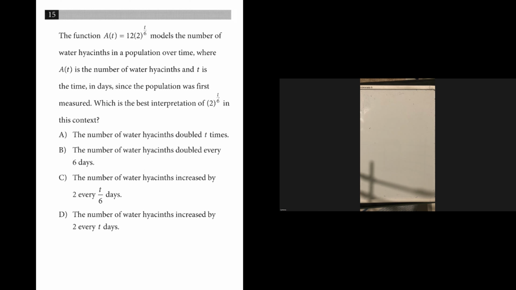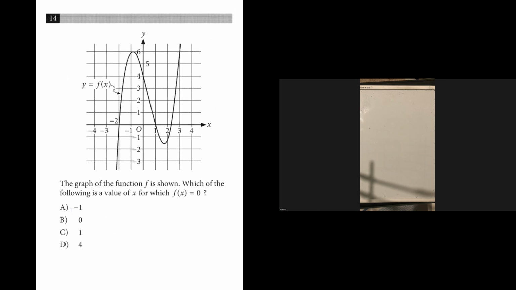Someone said they got D for the last question. Okay, let me check. For question 14, it says the graph of function f is shown. Which of the following is a value of x? These are x values for which f of x is equal to 0. So f of x means y. Which of these x values gives us a y value of 0?